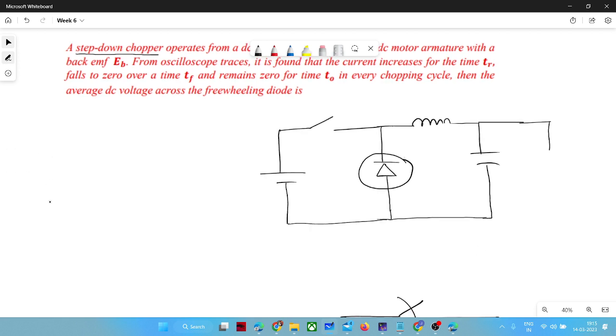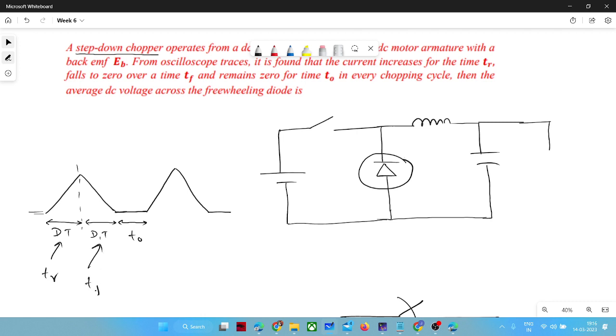Current increases for a time. So this period we identified as dT, d1T. This will be your T. Again, it will start rising and falling, and then repeat after it. Is it fine? Okay, sir. So current increases for time tr. So tr is nothing but dT, and falls to zero over tf. So this is your falling time. T naught is this.